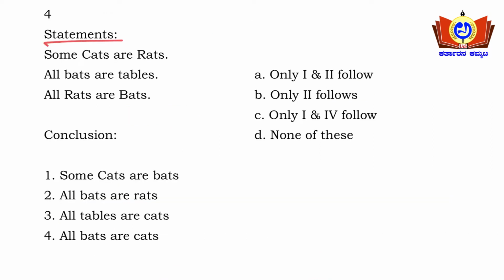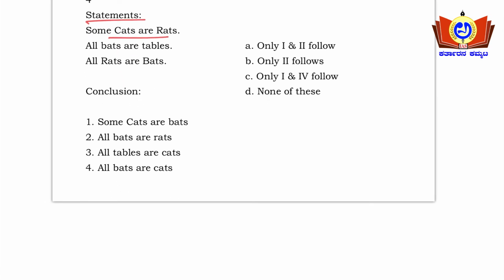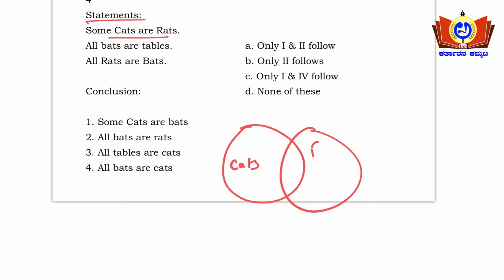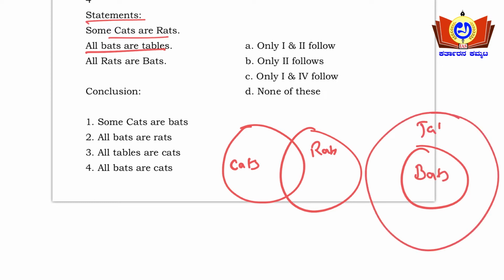So the question states, some cats are rats. I'll be drawing the diagram here. Some cats are rats. All bats are tables, so bats will be here and tables will be here. Yes or no? All bats are tables here.